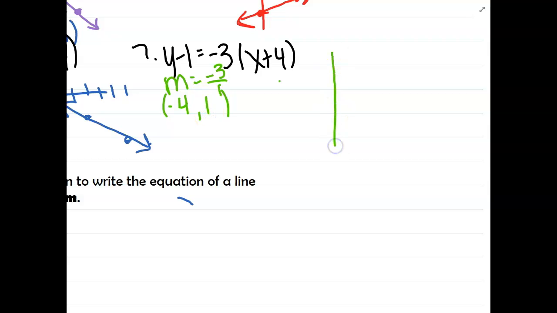The y coordinate is +1. So we are going to plot a point at -4, 1. And then my slope says to rise -3, run 1. So there'd be a line right there. Questions on graphing?